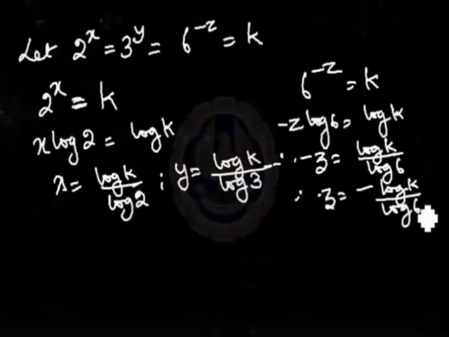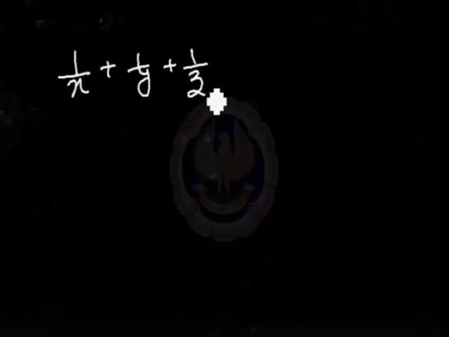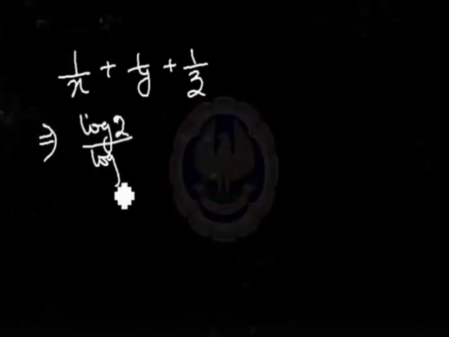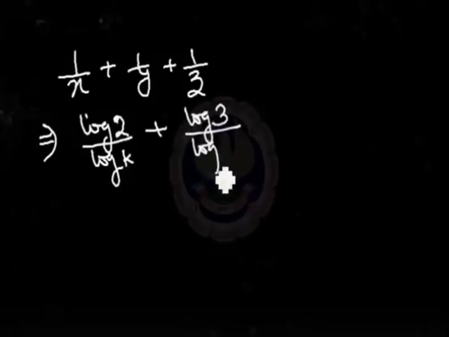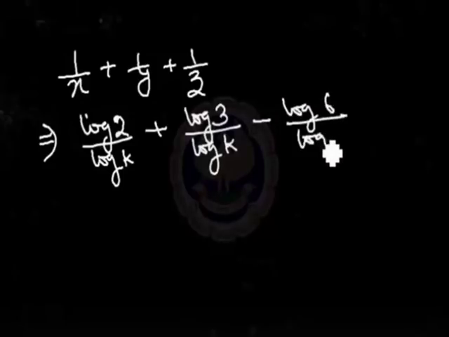Now, we have to find out the value of what? 1 by x plus 1 by y plus 1 by z. Let's substitute. In place of x, we'll substitute what? 1 by x is what? Log k by log 2, so 1 by x will be log 2 by log k. In place of y, we'll write log 3 by log k. And in place of z, we'll write minus log 6 by log k. Agreed?